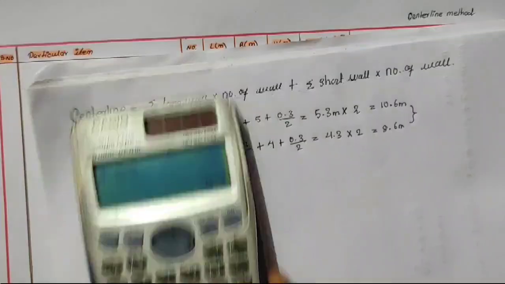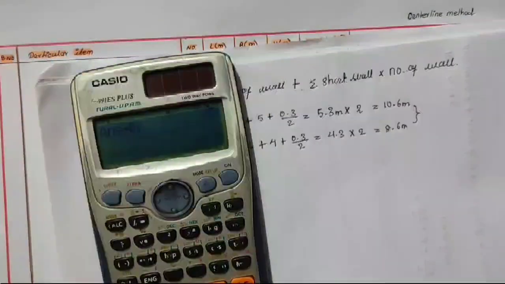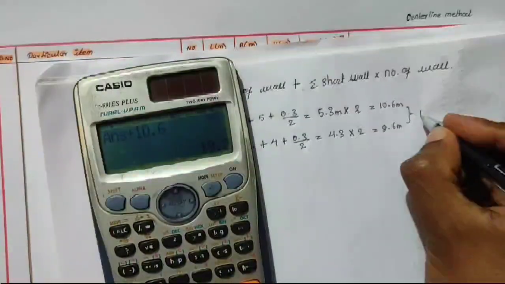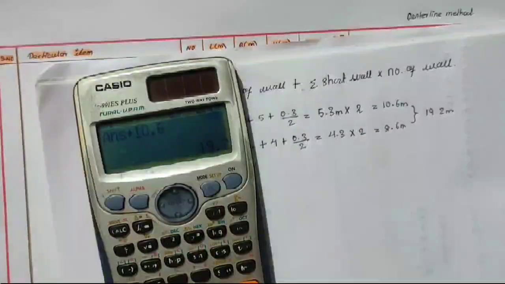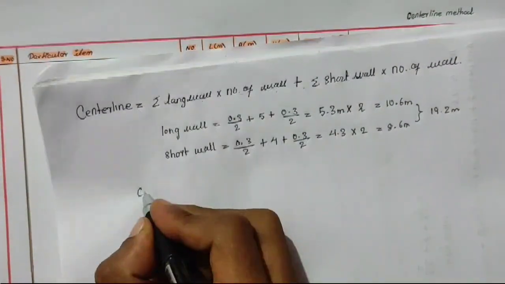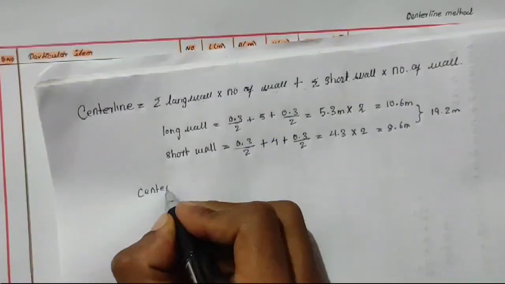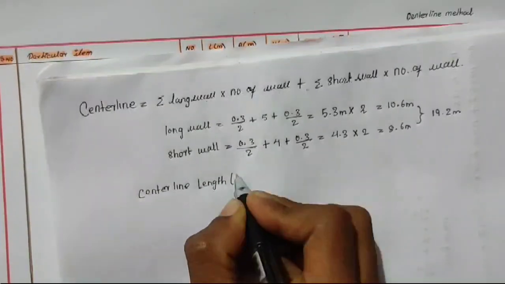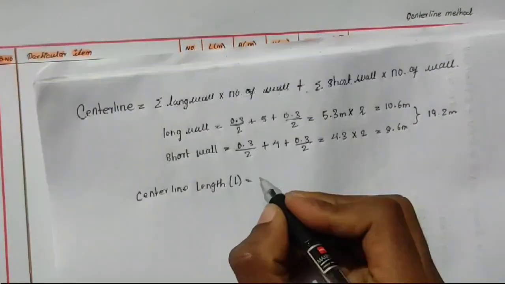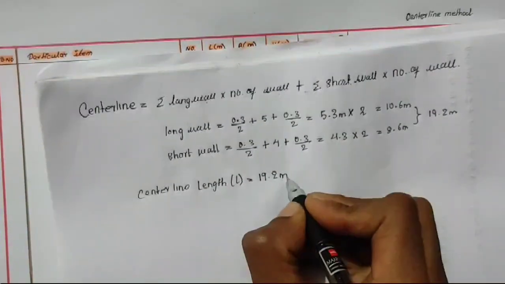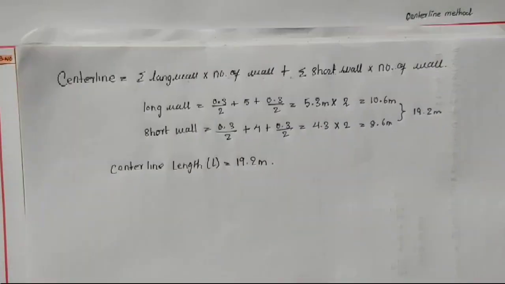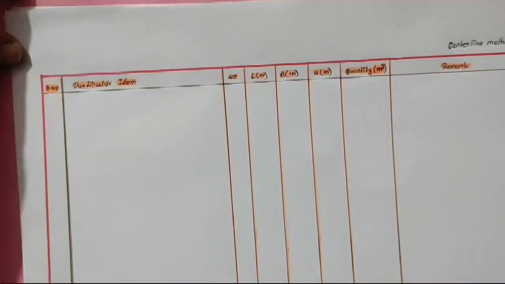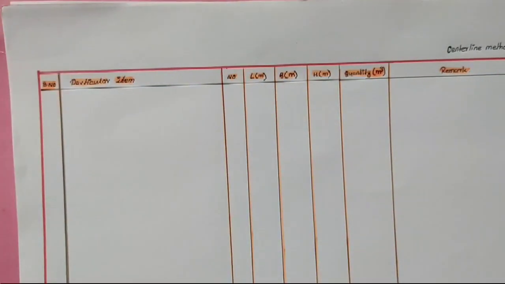So we need to add both the short wall and long wall. So let me add the answer plus 10.6, so we are getting 19.2 meter. So center line length L is equal to 19.2 meter. Now we'll calculate all the quantities.